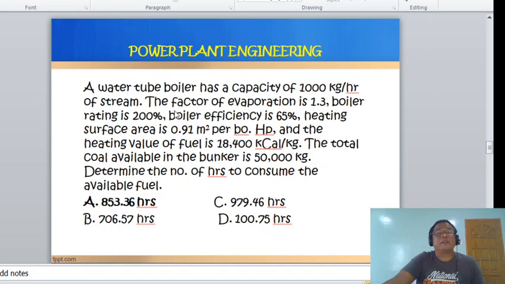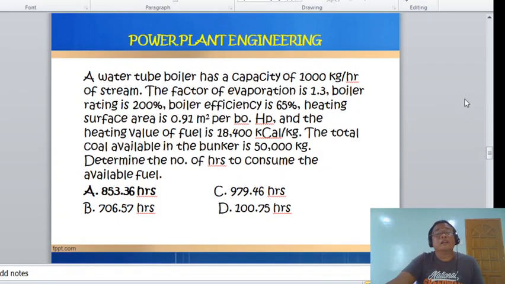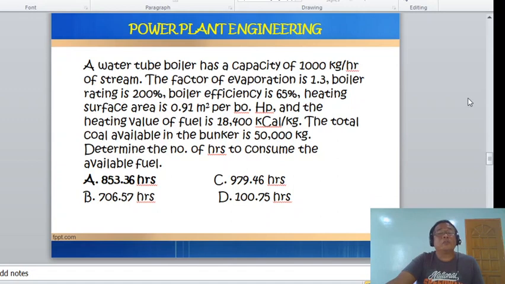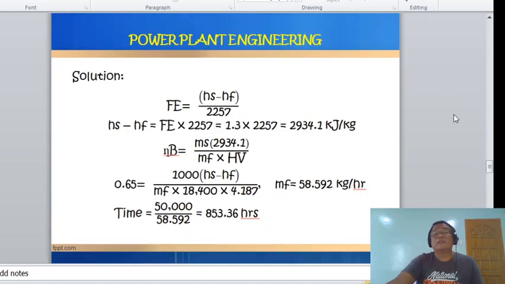So this is rated, of course, and the heating value of the fuel is 18,400 kilocalories per kilogram. The total coal available in the bunker is 50,000 kilograms. So, determine the number of hours to consume the available fuel. Okay? So, this is very easy. Solution now. We have also options here, A, B, C, and D.